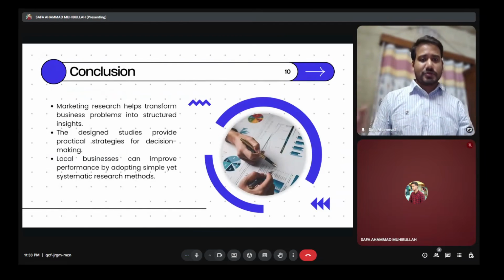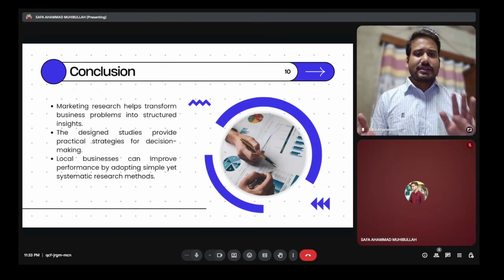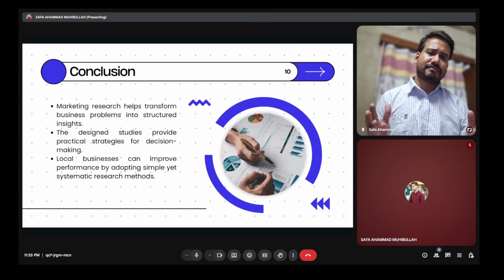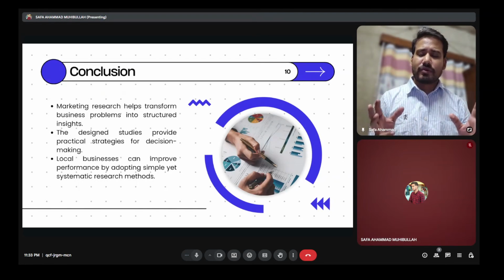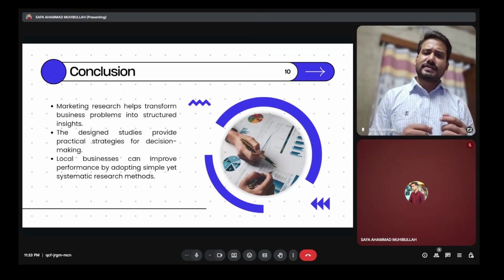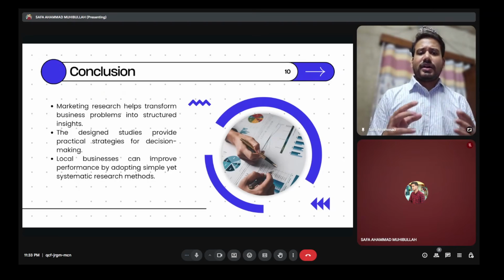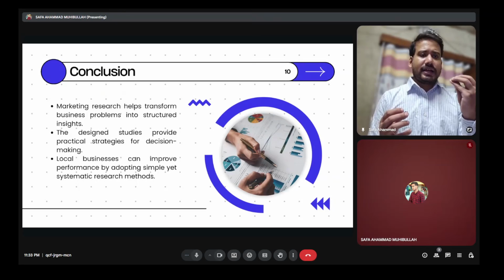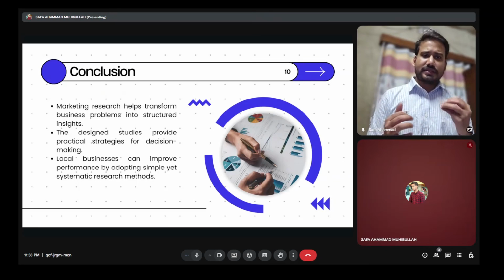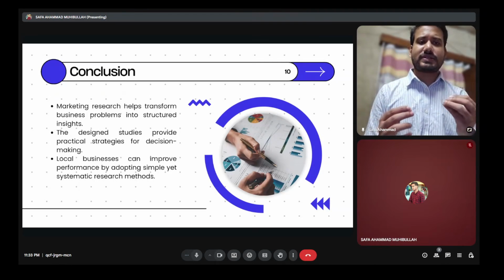Here we come to the conclusion. So to conclude, research helped me to see how marketing research plays a key role in solving real world business problems. When a business faces a problem, research provides a systematic path to find answers instead of relying on guesses or assumptions.